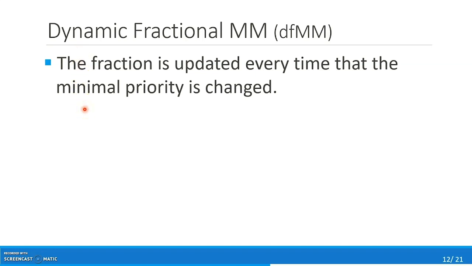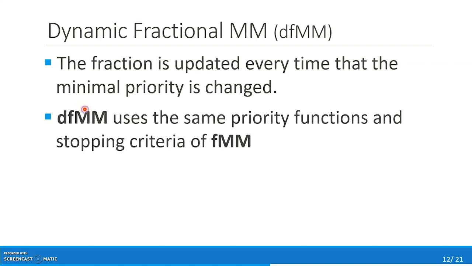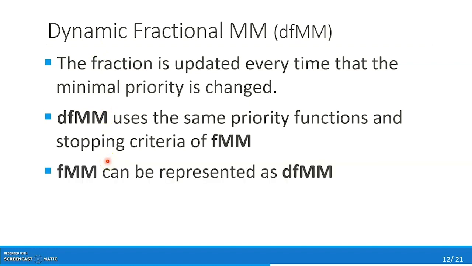This means that the fraction is updated every time the minimal priority is changed. Other than that, DFMM uses the same priority function and stopping criteria of FMM. Also, note that FMM can be represented as DFMM because we can simply keep the fraction constant throughout the search.